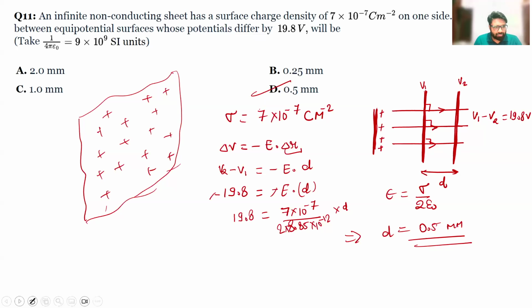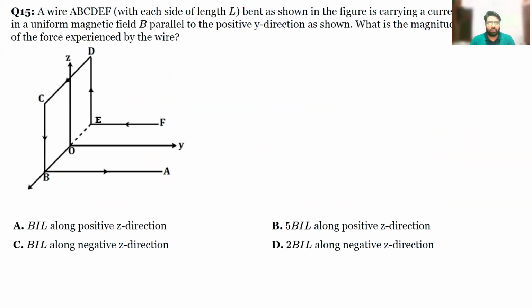So let's just move to the next question. A wire ABCDEF with each side of length L, bent as shown in the figure, is carrying a current. So these are the wires which have the same length. This is carrying current I. It is placed in a uniform magnetic field B parallel to the positive y direction as shown. What is the magnitude and direction of the force experienced by the wire? This is a simple question, by the way.